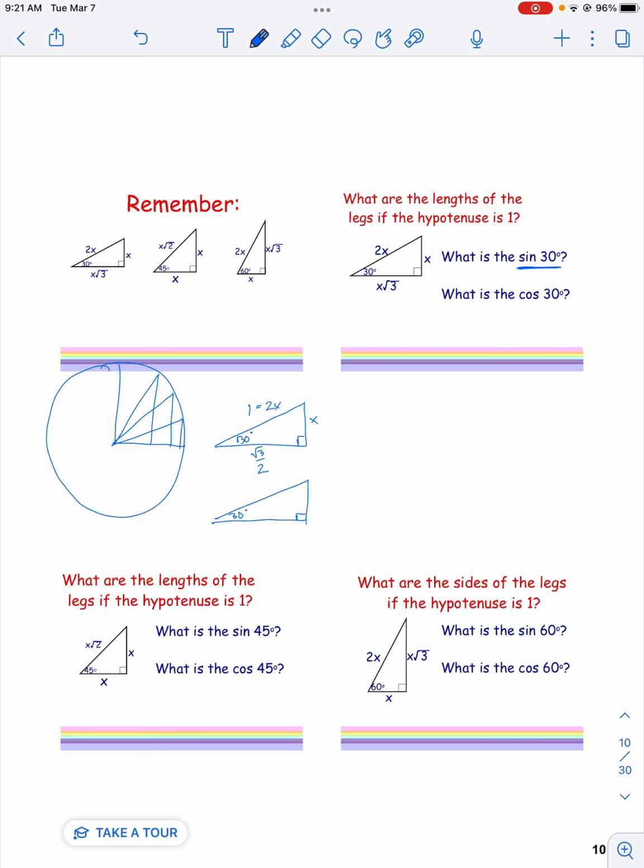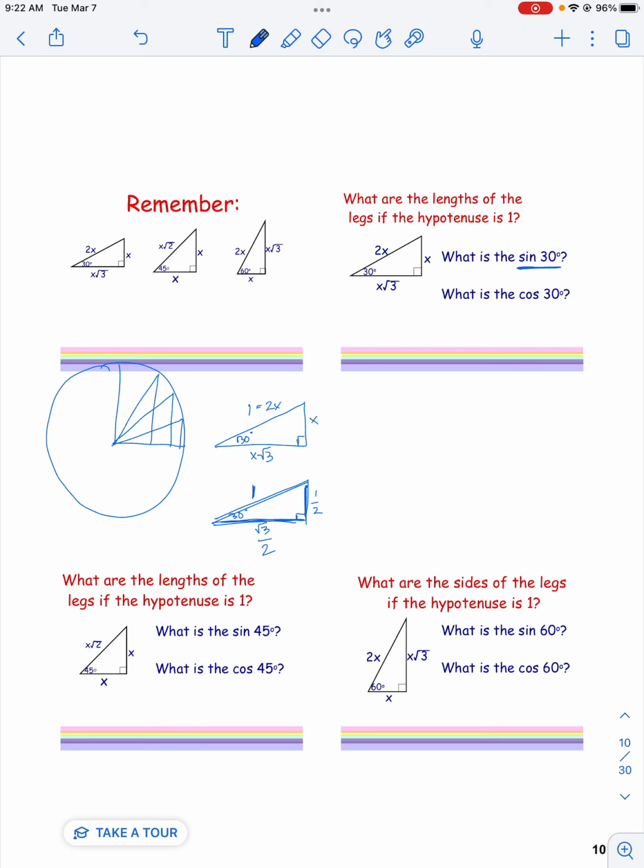If 1 is equal to 2x, then x is equal to 1/2. So the short side is 1/2, and this side here is going to be the square root of 3 over 2. And I made a little error before. I got ahead of myself. The ratio here is actually x square root of 3. Okay, so back to this 30, 60, 90 triangle. Whenever I'm talking about a unit circle, I'm talking about a radius of 1, and these are going to be the lengths of the legs, 1/2 and square root of 3 over 2.